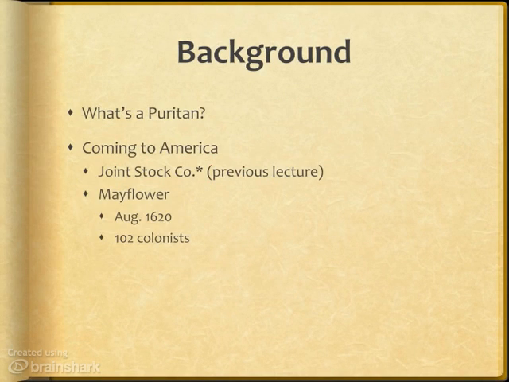Once they made their decision to come to America, the Pilgrims had to finance their journey. Like Virginia, the Puritans formed a joint stock company. In short, they collected money from initial investors, promising to pay them a share of the colony's profits. In August of 1620, 102 colonists boarded the Mayflower and set sail for America. Only one colonist died en route.